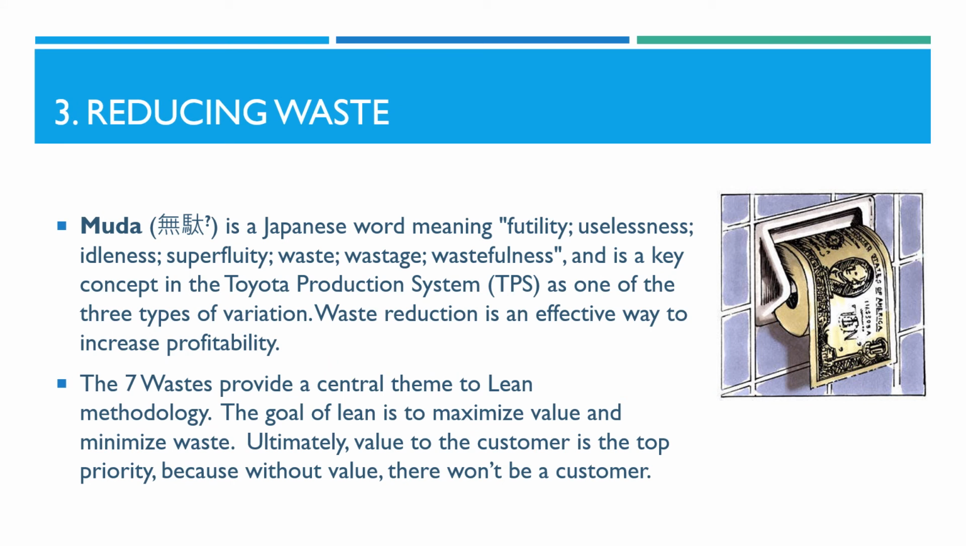The third productivity option is reducing waste. Muda is a Japanese word meaning futility, uselessness, idleness, waste, wastage, and wastefulness. Muda is a key concept in the Toyota production system, as one of the 3 types of variation. Waste reduction is an effective way to increase profitability. The 7 wastes provide a central theme to lean methodology. The goal of lean is to maximize value and minimize waste. Ultimately, value to the customer is the top priority, because without value, there won't be a customer.